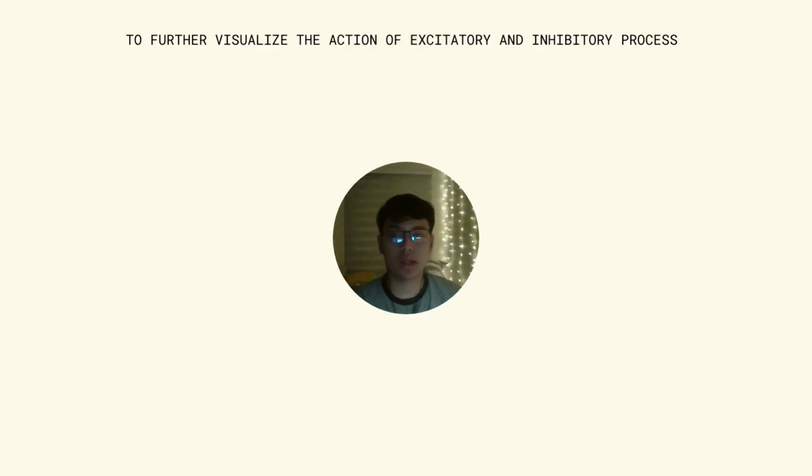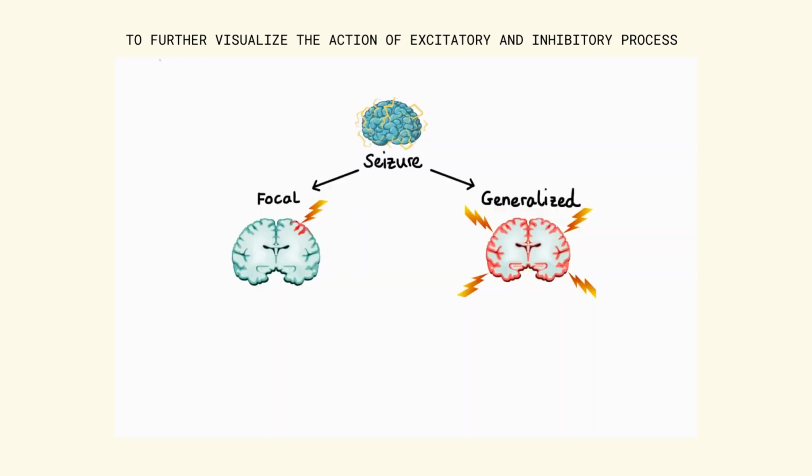So the excitatory and inhibitory process of the brain might still be confusing for some of us. So on the next slide, I have attached a short video about it. Now, simplistically, seizures can be viewed as the result of an imbalance between inhibitory and excitatory processes in the brain that produces either too little inhibition or too much excitation.